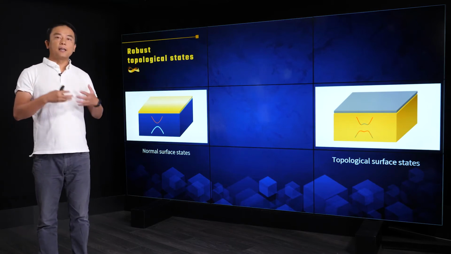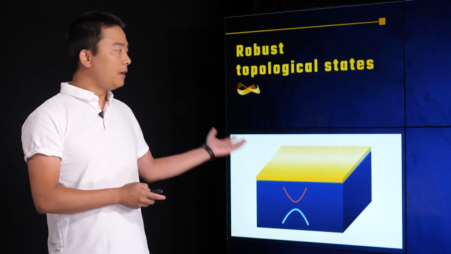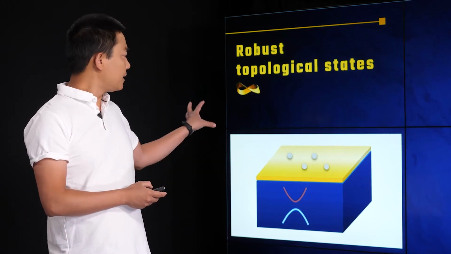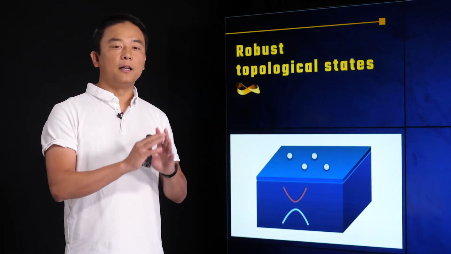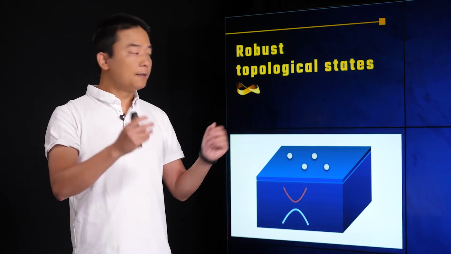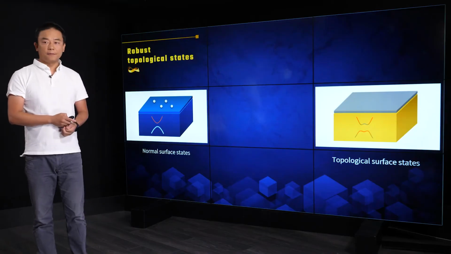And we know silicon can get oxidized. For example, if it has a surface state, after some oxidation, actually this surface state just disappears. Silicon becomes an insulator inside and outside. But what happens for topological surface states?